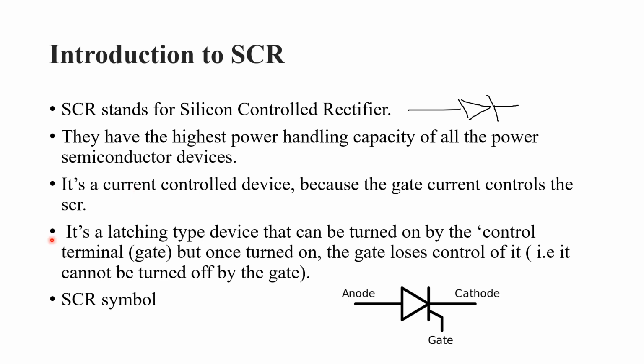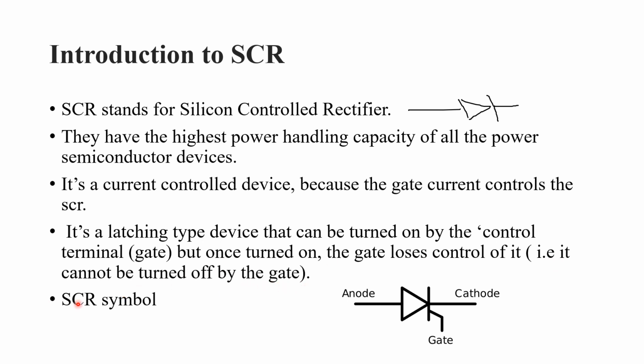Fourth point, it's a latching type device. Latching means stable state. It can remain in a particular state, that is in an on state. So our device can be turned on by the control terminal, and control terminal is nothing but the gate terminal. And once it is turned on, the gate loses control of it. That means the gate terminal is no longer going to control our device. It will remain in the on state. This is what is meant by latching type device. And further, it cannot be turned off by the gate terminal.